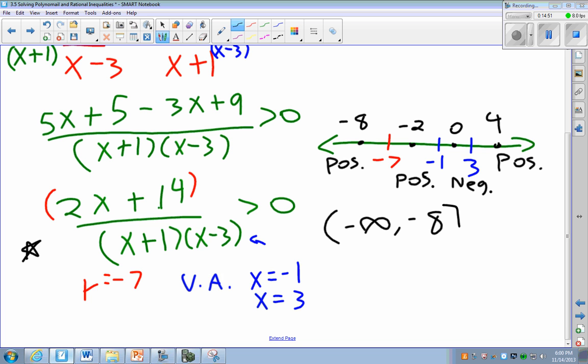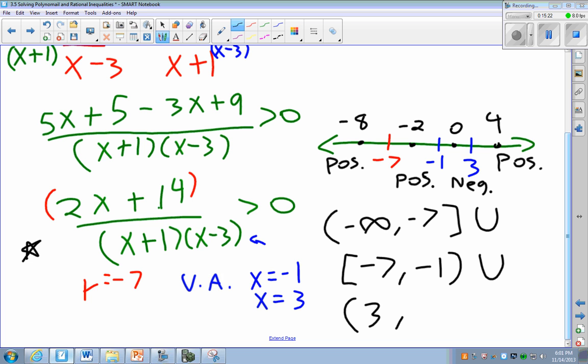And it's a closed bracket because negative 7 is a 0. Oh, this should be negative 7. Negative 8 is not the 0. Or we have the interval from negative 7 to negative 1. But now that was a vertical asymptote, so we have to have a parentheses there. Or 3 to infinity. We skip the interval negative 1 to 3 because those are negative values.